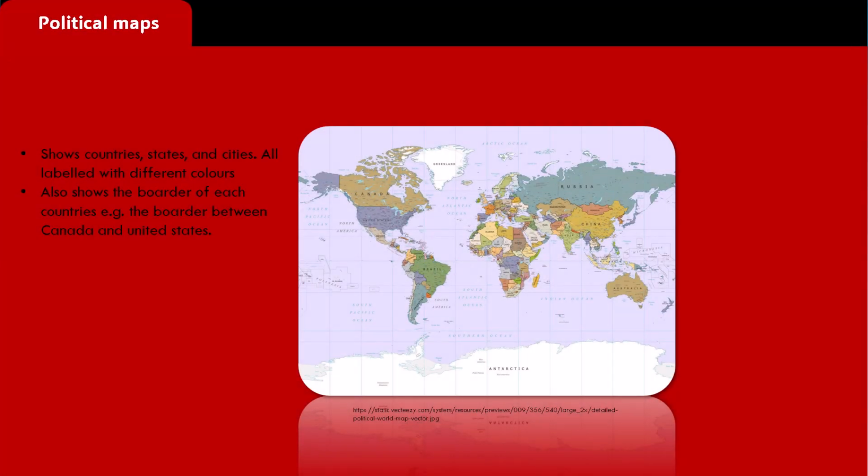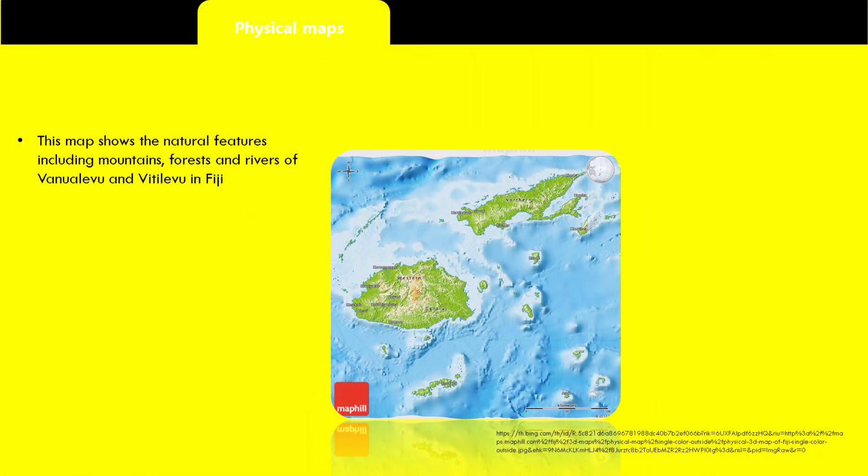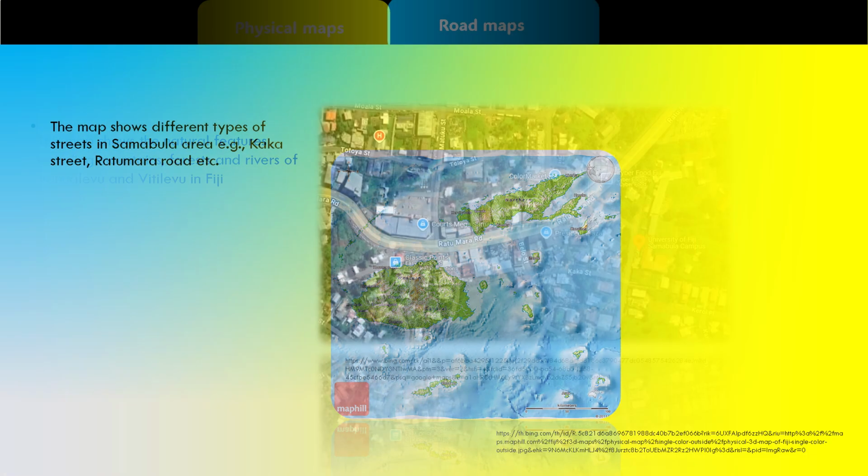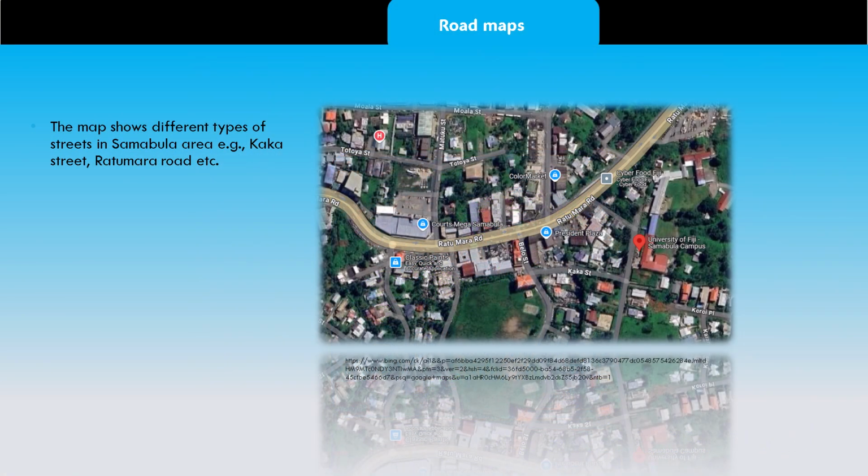Political maps shows countries, states, and cities, all labeled with different colors. Also shows the border of each country, example, the border between Canada and United States. Physical maps. This map shows the natural features, including mountains, forests, and rivers of Ono Levu and Witu Levu. Road maps. The map shows different types of streets in Sambula area. Example, Kaka streets, Ratu and Ratumara road, example.